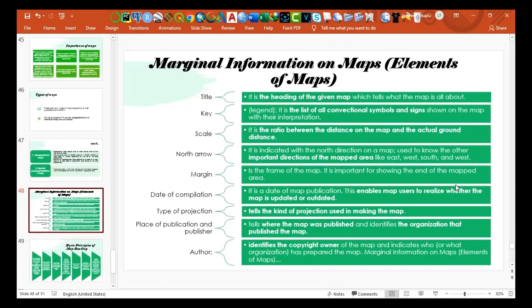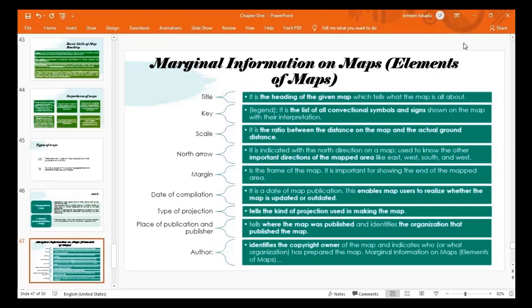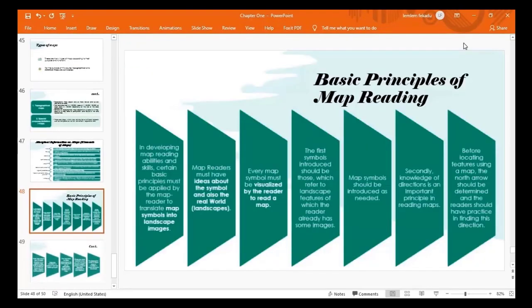What are the marginal information on a map or the elements of a map? The elements of a map are title, key, scale, north arrow, margin, date of completion, type of projection, place of publication and publisher, and author. So these are the elements of a map.